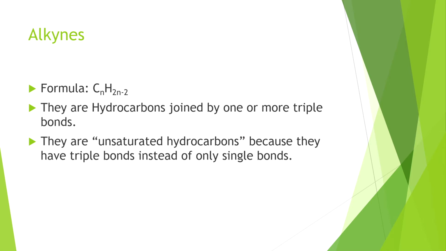So what are alkynes? Well, alkynes have the formula CnH2n-2. They are hydrocarbons joined by one or more triple bonds. They are unsaturated hydrocarbons because they have triple bonds instead of only single bonds. So for instance, let me draw but-2-yne. This would be but-2-yne. And if you're wondering why I drew it as a straight line instead of the usual jagged pattern, I'll go on and explain this later.